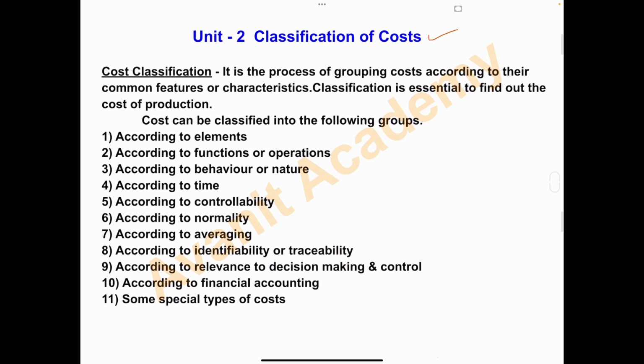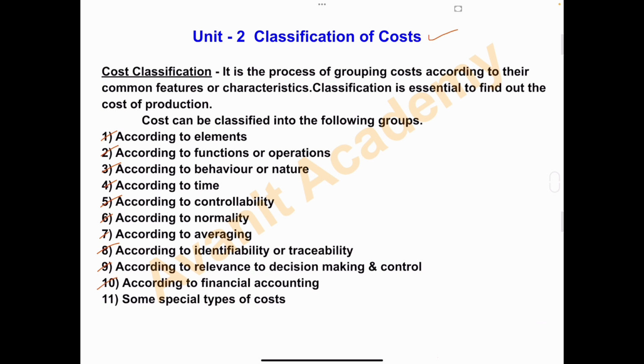That is, number one, according to elements. Second, according to functions or operations. Third, according to behavior or nature. Fourth, according to time. Fifth, according to controllability. Sixth, according to normality. Seventh, according to averaging. Eighth, according to identifiability or traceability. Ninth one, according to relevance to decision making and control.